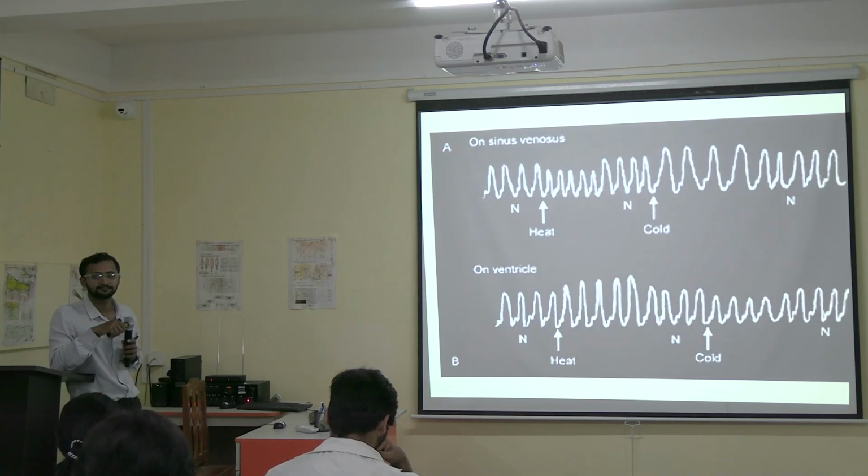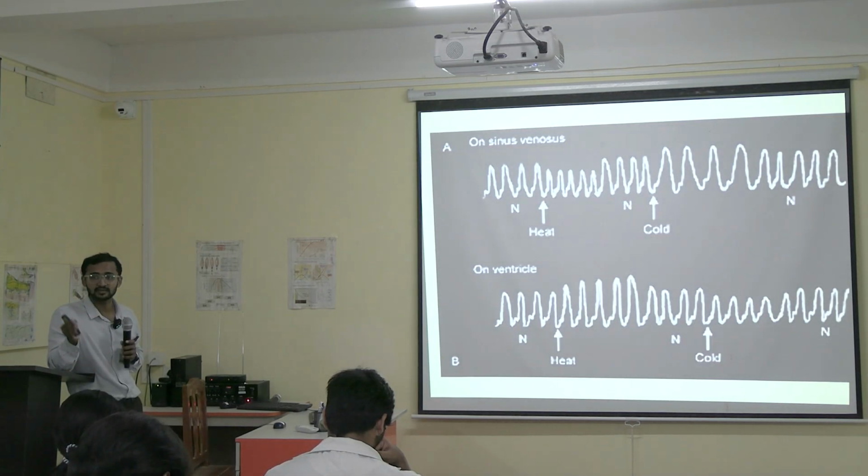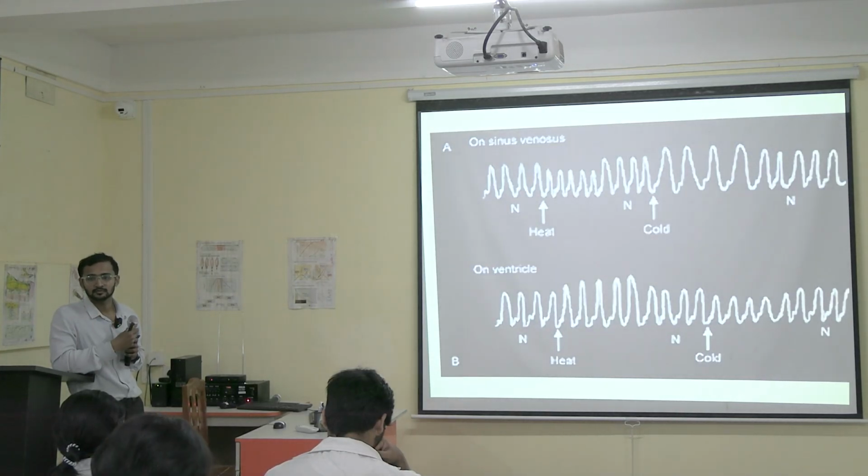Can anyone say? Why on increasing the temperature of the Ringer solution is there positive chronotropic and inotropic effect, and why on decreasing the temperature is there negative inotropic and chronotropic effect?